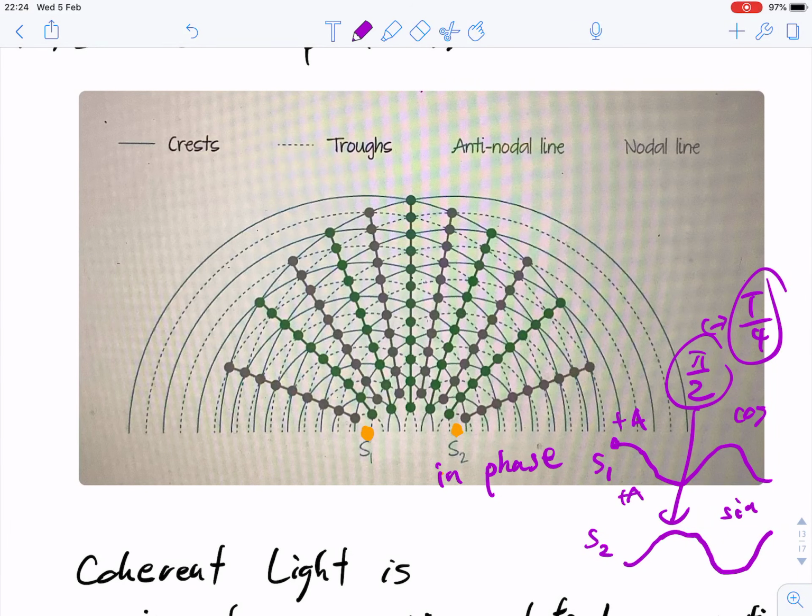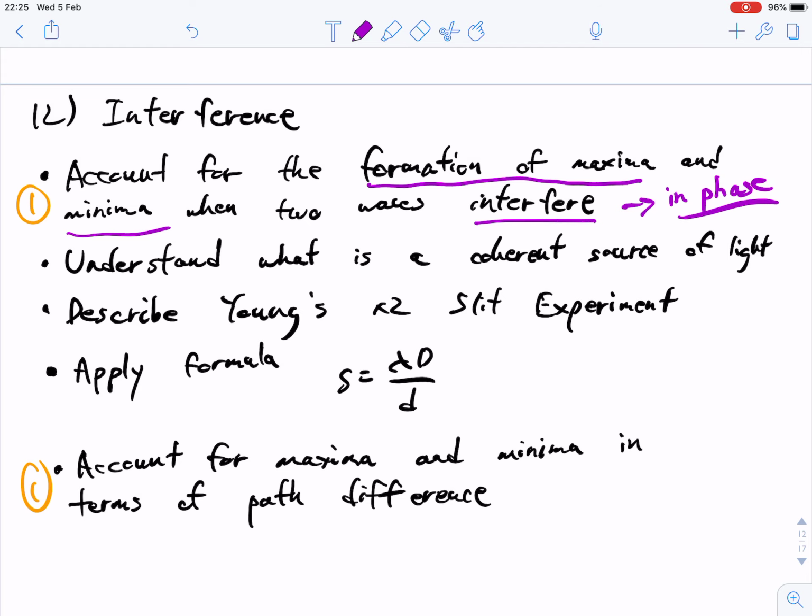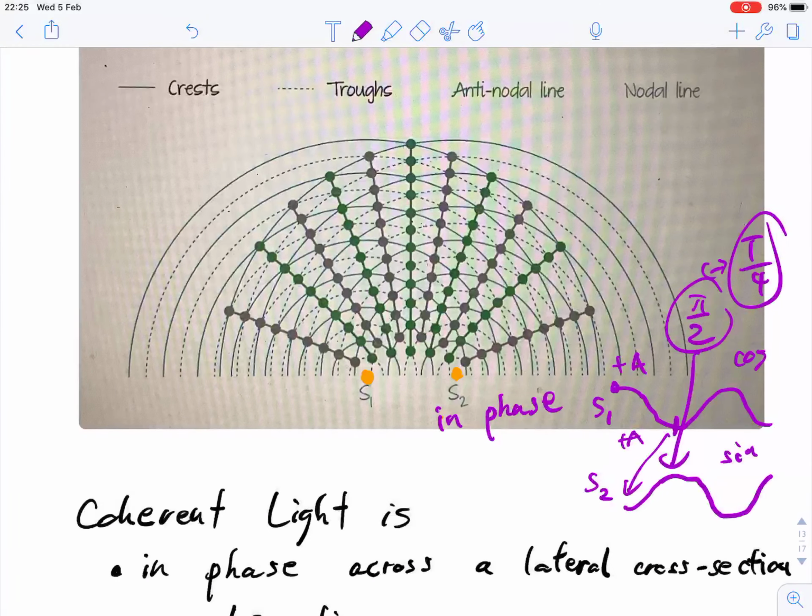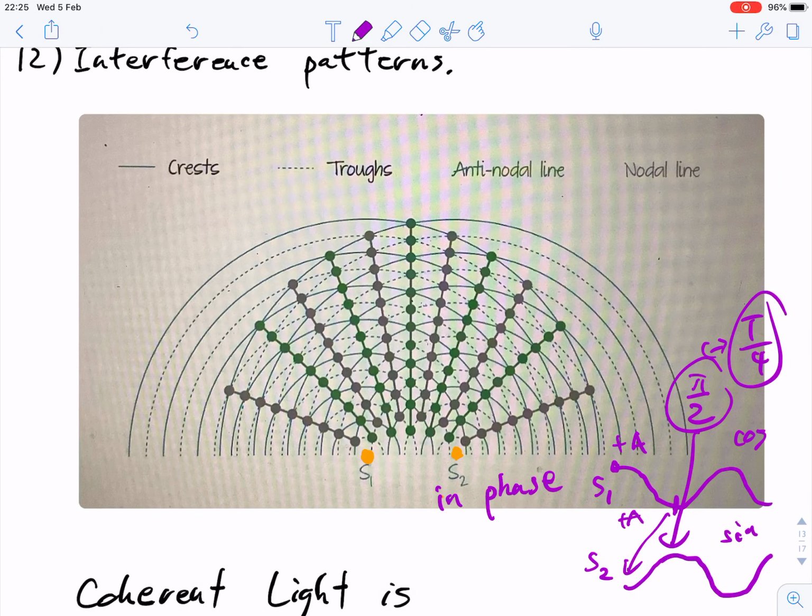Okay, so all of that is just to talk about the formation of maxima and minima when two waves interfere. So it is important that we generally talk about things that are in phase with each other. If we look at this diagram, what we're seeing here is that when you see the crests meet, let's say along this green line, each time you see those dots, that is a sign of constructive interference.